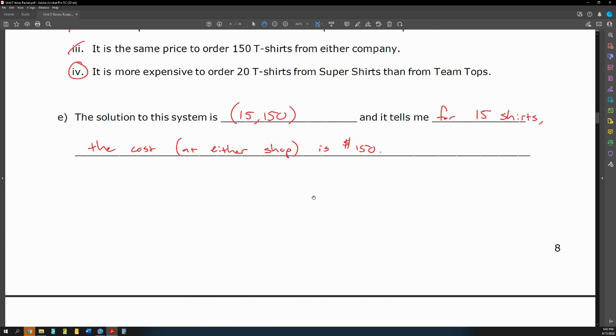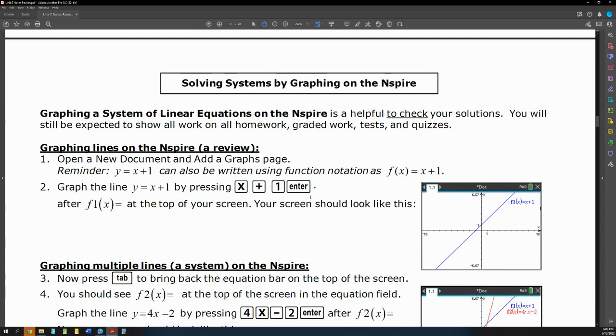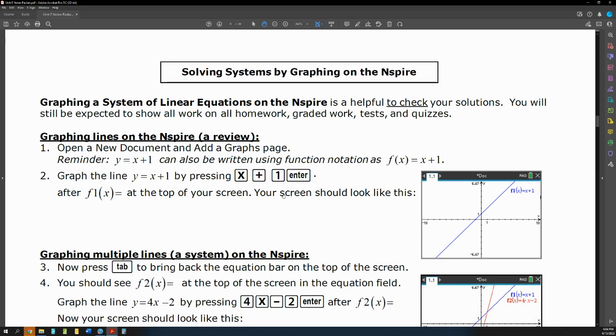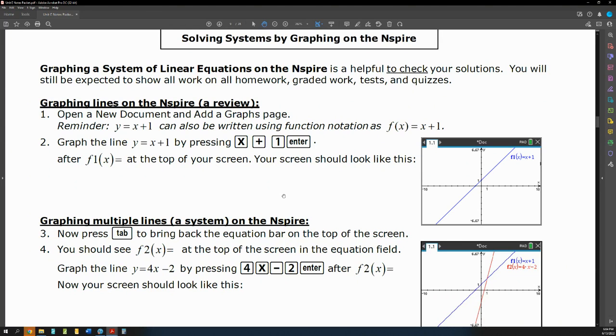So now let's take a look at solving systems of equations by graphing on the Inspire calculator. The Inspire is really nice for checking your answers, but you're still expected to show all of your work on your homework, your assignments, your tests and quizzes. That's where we're seeing that you know how to do this. So let's go ahead over to the Inspire and open up a new document and add a graphs page.